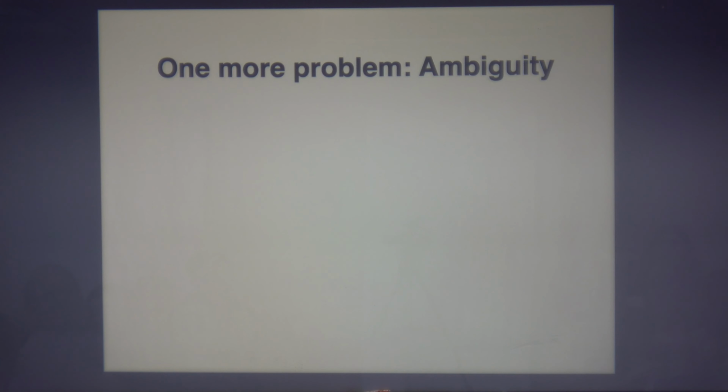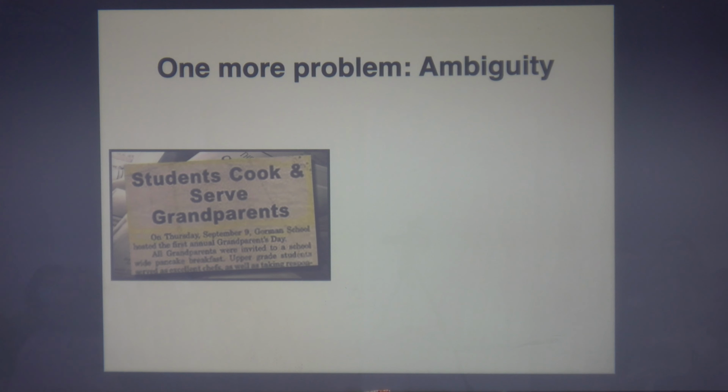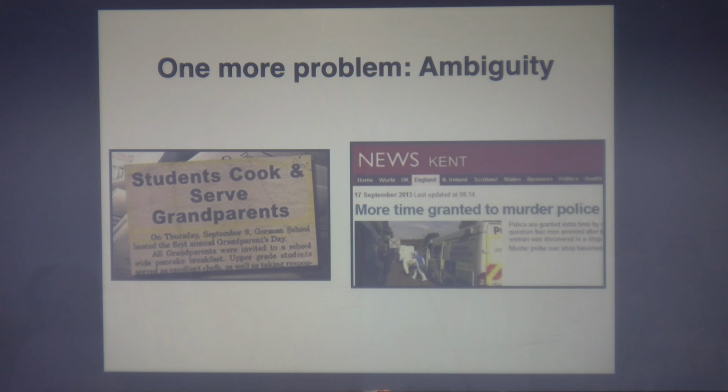All right, there's no clean transition here, but I'm just going to get something else out on the table, which is that all the way along, so far, I've assumed that the words themselves were unambiguous, which they're not. So there's a nice example: Students cook and serve grandparents. Newspaper article headlines are great for this, like: More time granted to murder police. And actually, probable world semantics can handle what's going on here in a very natural way.